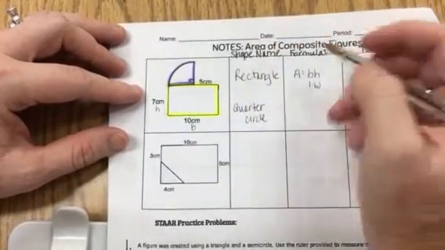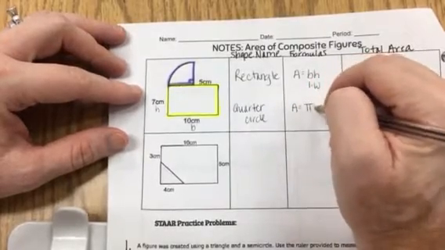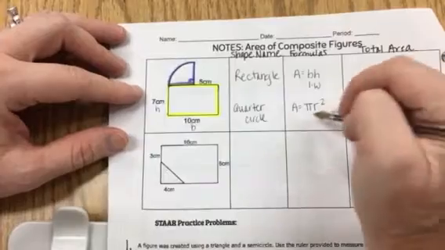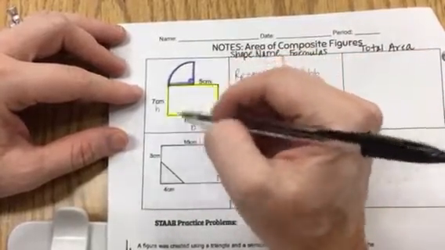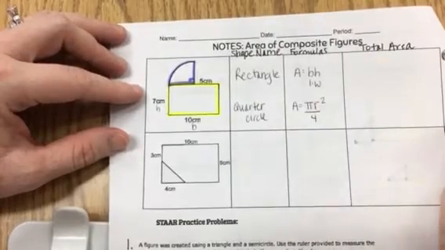So when I plug in my formula, I'm going to write A equals, and I'm going to write the formula for a circle, pi radius squared. But I need to remember that I don't have a whole circle. I only have a quarter, a fourth of the circle. So I divide by 4.